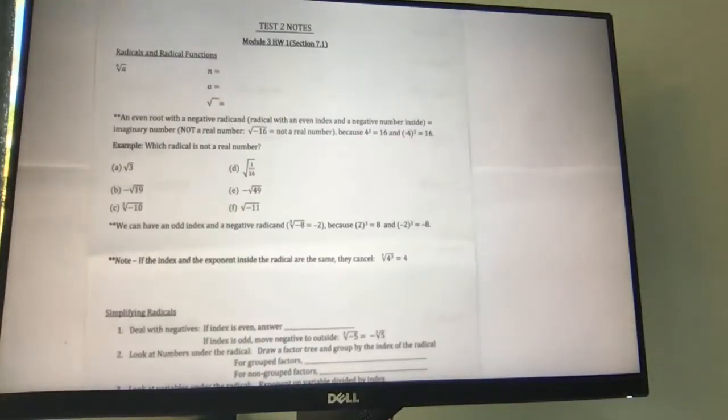Okay, all right, so we are starting packet 2. So we're gonna just try to get through homework 1 the best that we can.